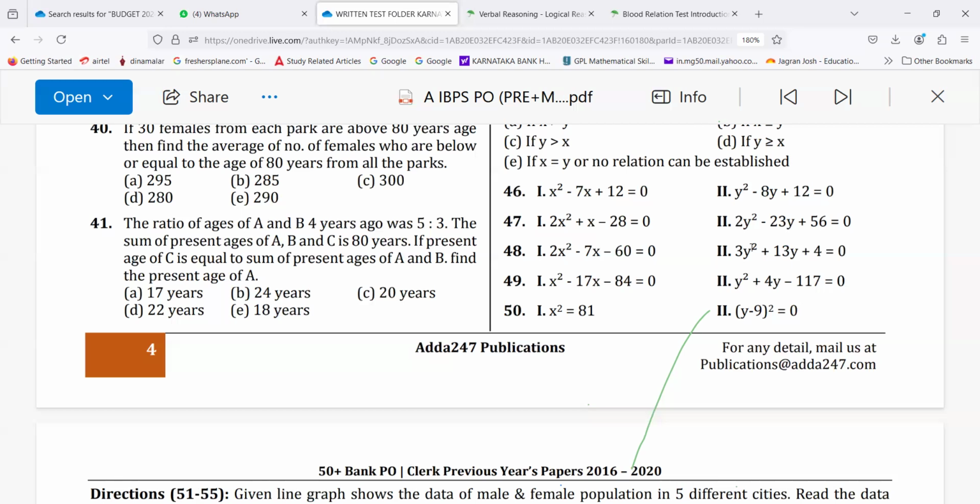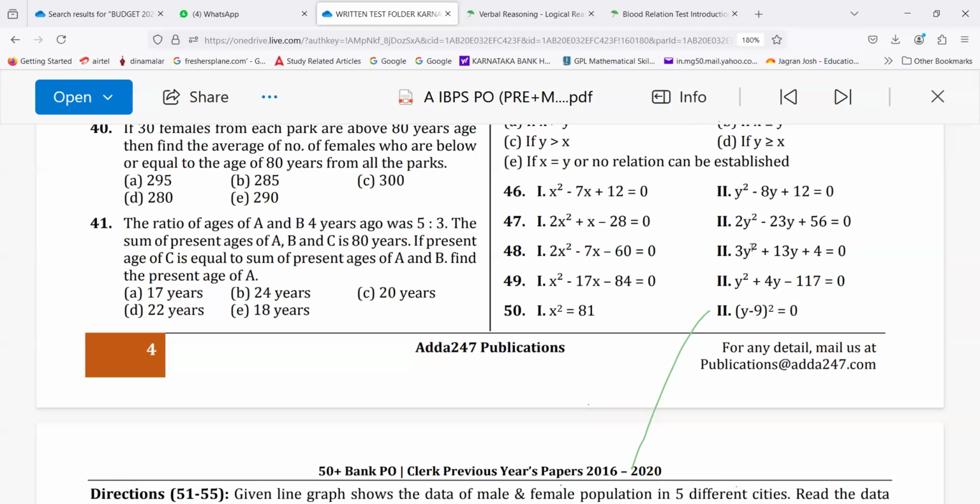Second equation: let the present age of C be Z years. So x plus y plus z is equal to 80. Since x plus y is equal to z, both of them together is 80. That is, x plus y is equal to 40. You have two equations: 3x is equal to 5y minus 8, and x plus y is equal to 40. When you solve, you will get x as 24 years.